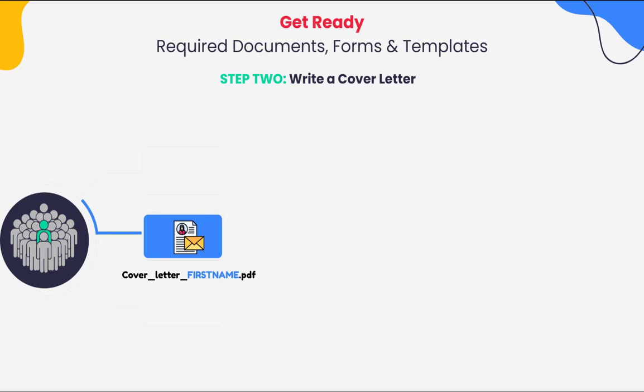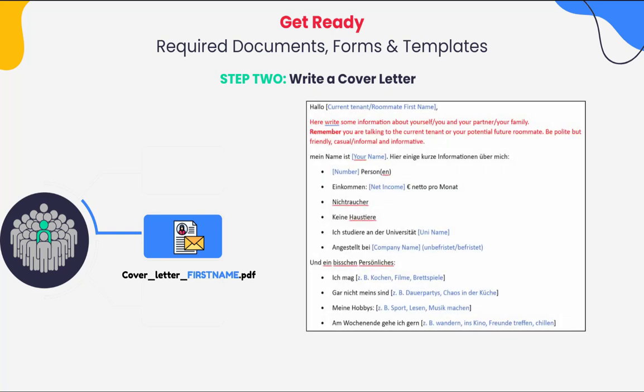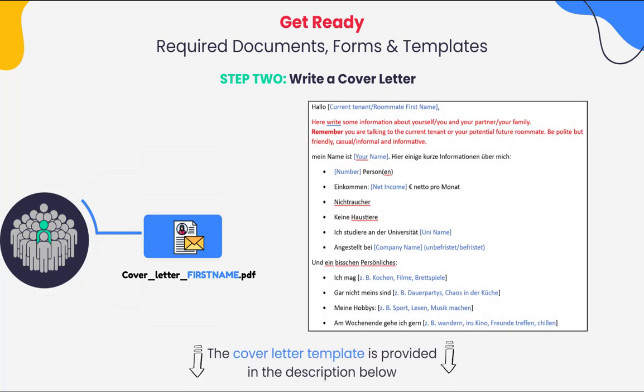The second cover letter is for informal or casual situations, mostly when you are looking for a shared apartment. You will usually be talking to the current tenant who wants to leave their room or other roommates who posted the available room. Sometimes, even in private apartments, the person posting isn't the landlord. It could be the current tenant. In those cases, you will also want to use a friendly, casual style. We have also provided a template in the description.